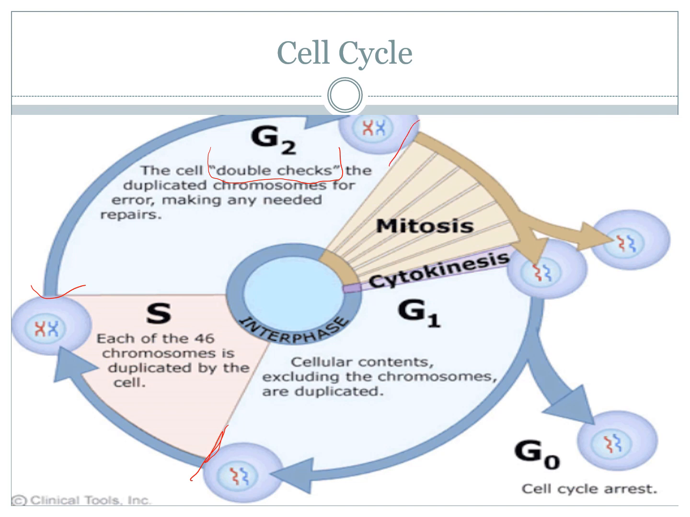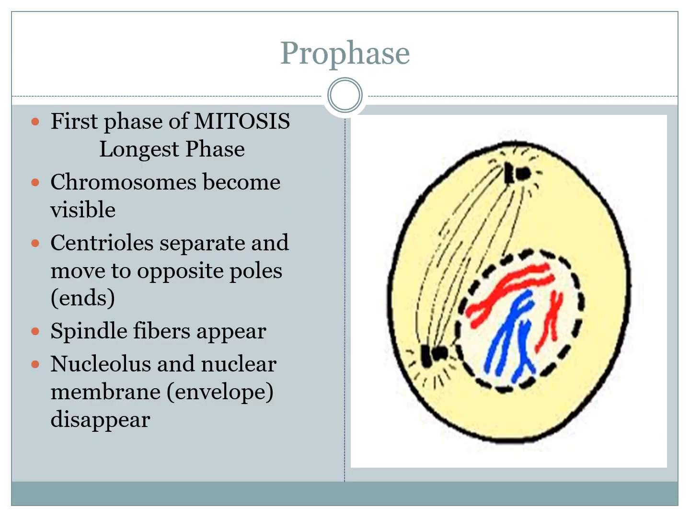So this phase is called interphase. It obviously takes the longest, but a lot of the time it's not included in the active phases of mitosis. The classic stages of mitosis start with prophase. Now prophase, if we exclude interphase, is the longest phase of mitosis itself.